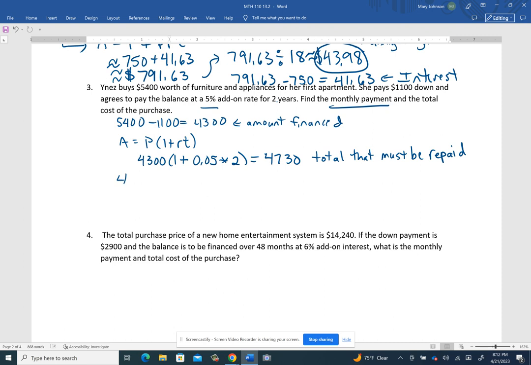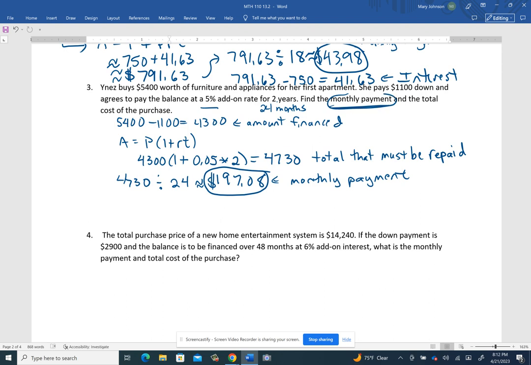So I'm going to take that 4,730 and I'm going to divide by how many monthly payments I'm going to be making. So here's where you need to take the 2 years. The 2 years would be 24 months, wouldn't it? So you're going to take 4,730 and divide it by 24. And that turns out being 197.08 about. Okay. And that would be the monthly payment. Okay. So they asked for the monthly payment. So that's one of the answers. That's this one. All right.